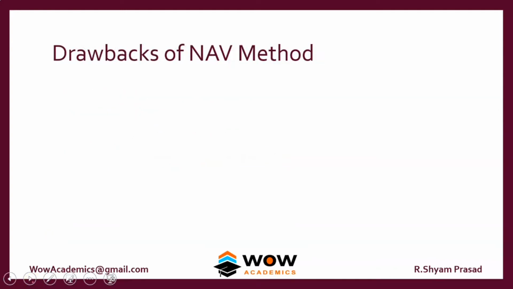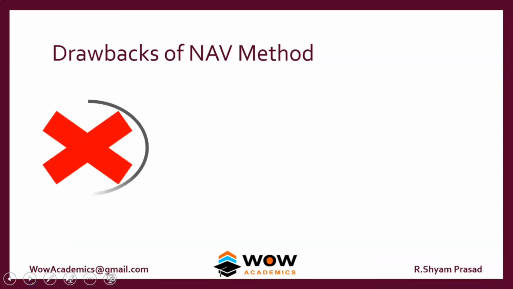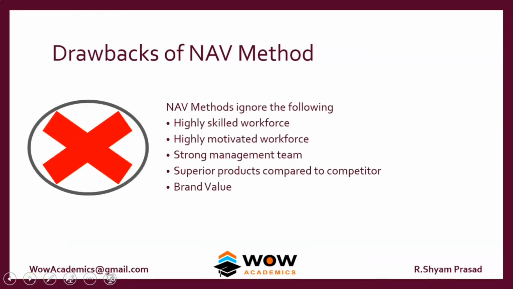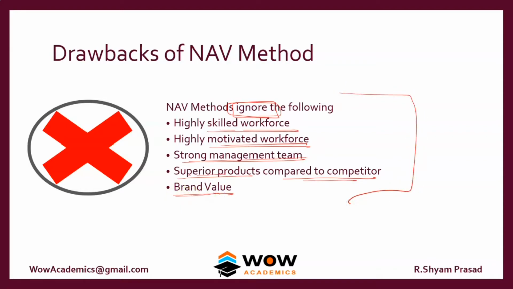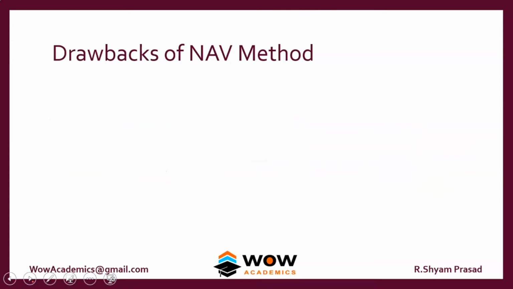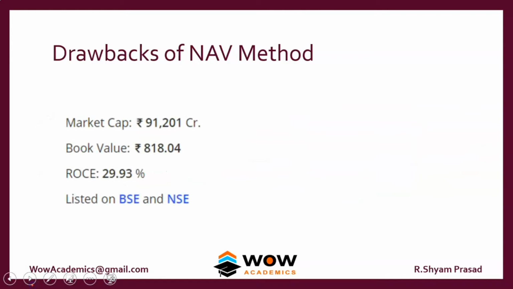So what are the drawbacks of this method? The NAV method actually ignores the following very important things. For example, it ignores a highly skilled workforce, a highly motivated workforce, the strong management team, the superior products compared to competitors, the brand value. So all these things are ignored. So the problem is it only takes the assets into account. That is the problem. So we'll see the actual implication of this problem.